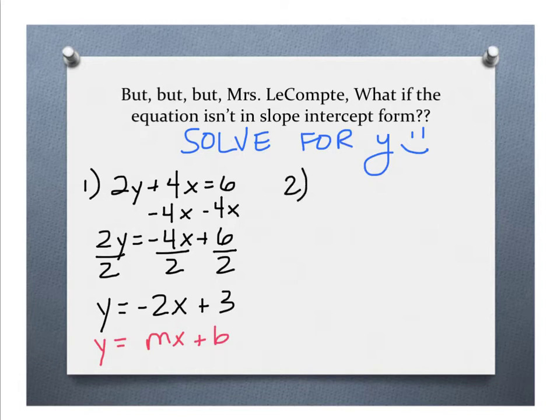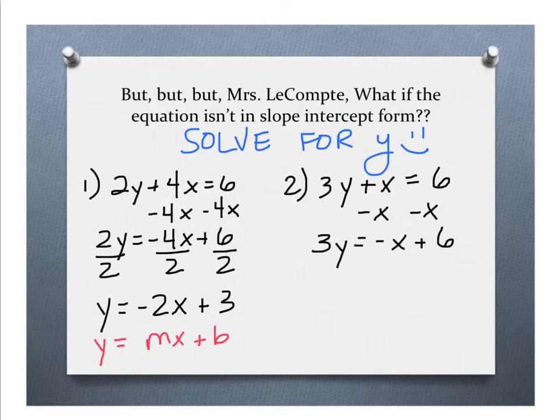I want you to do it. 3y plus x equals 6. I want you to solve this one for y. So go ahead and pause your video and do that. And I'll do it as well. All right, so I'm going to get rid of the x. I'm going to divide by 3.